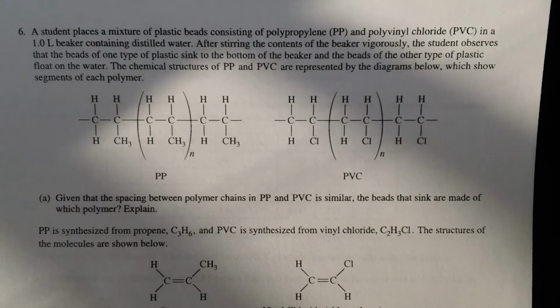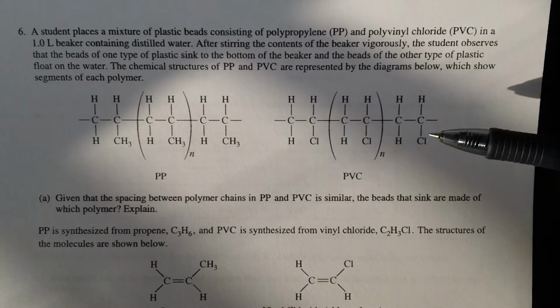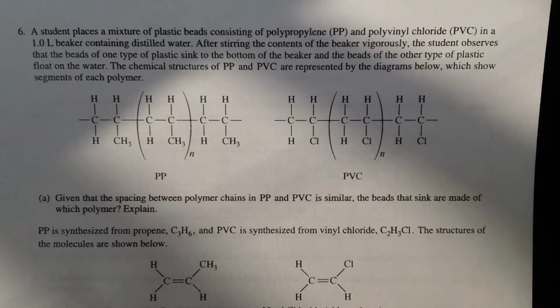Student places a mixture of plastic beads. One is polypropylene and the other is polyvinyl chloride. This is where my kids came in at the end of the year and said, the whole test is organic. There's nothing organic in this question other than these structures are organic structures. So don't panic. Just trust your training.